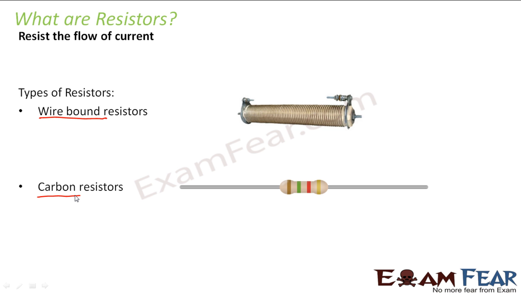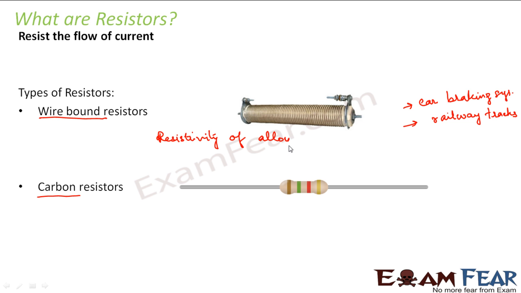Because of this specific property, these wire bound resistors are used in railway track systems or in car braking systems. If you see the internal structure of your car, the braking system uses these kinds of resistors. So its applications are in car braking systems and railway tracks. And the property that makes it useful in these scenarios is that the resistivity of alloys is insensitive to temperature, right? So that is all about wire bound resistors.